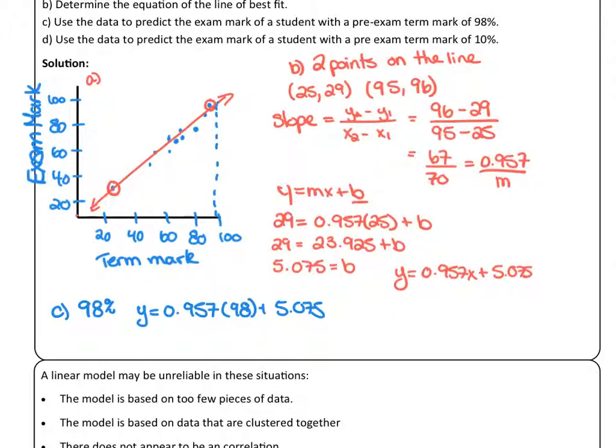So 0.957 times 98 is 93.786, plus 5.075, and I get a mark that's 98.8, so it's approximately 99%. And you could do the same thing for D, except this time we're going to do 10%. Again, you can use the graph, or you can use the formula. I'm going to use the formula just because I like to use the formula. 0.957 times 10 plus 5.075, and I get a mark that's about 15%.